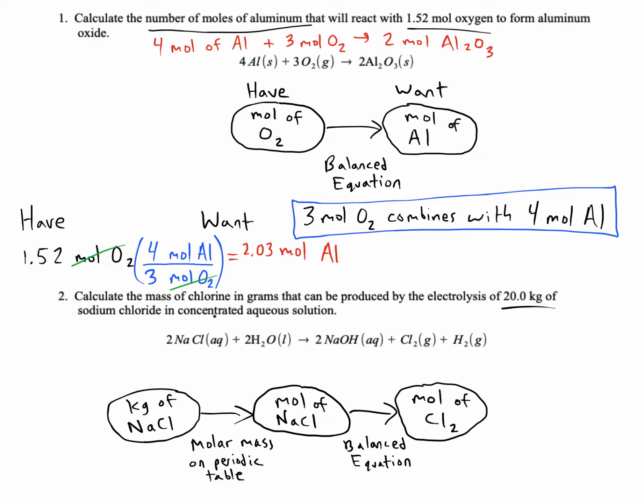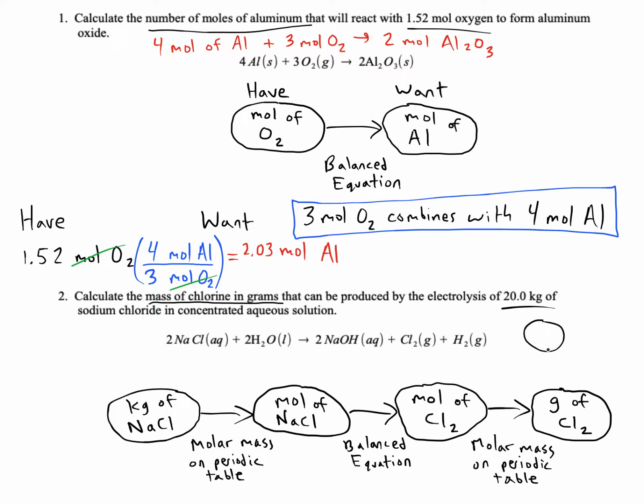And we also want to consider what we're asked for. We're asked for the mass of chlorine in grams. So we're going to want to change our moles of chlorine then into a mass. The way we'll get from moles to grams will again be the molar mass on the periodic table. And that is our flow chart.